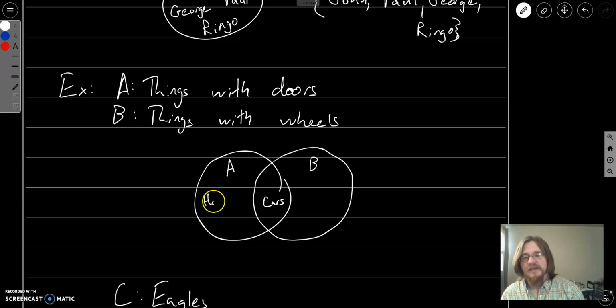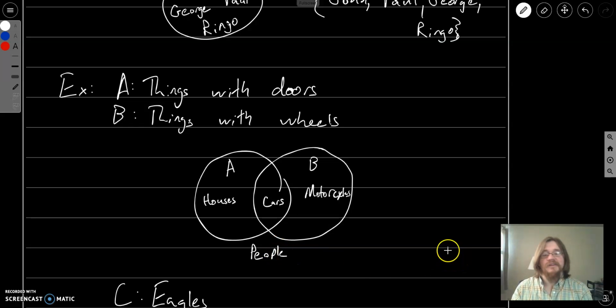So, things like houses and then motorcycles. Houses don't necessarily have wheels. Cars have both. Motorcycles only have wheels and no doors. And then there are things that don't have doors or wheels. For instance, people don't generally have doors or wheels. So we might fit outside of these bubbles.